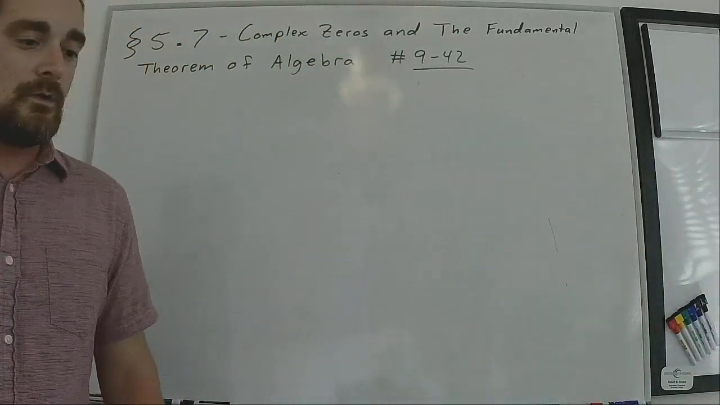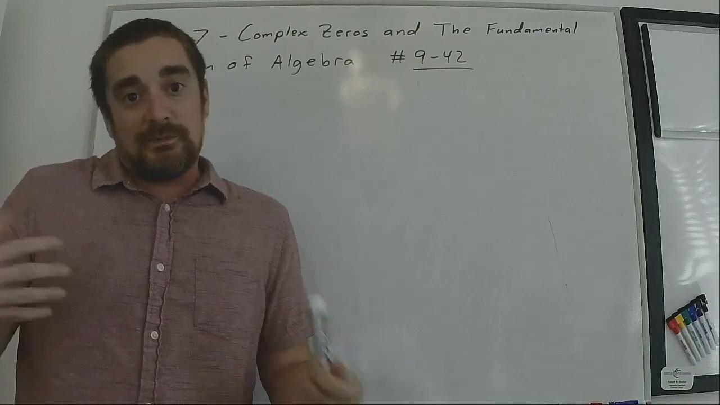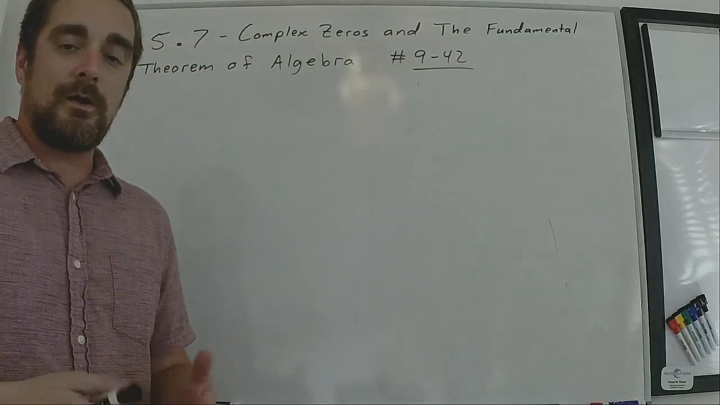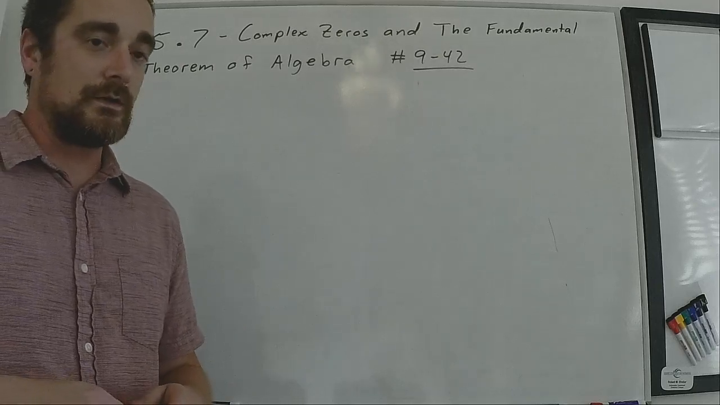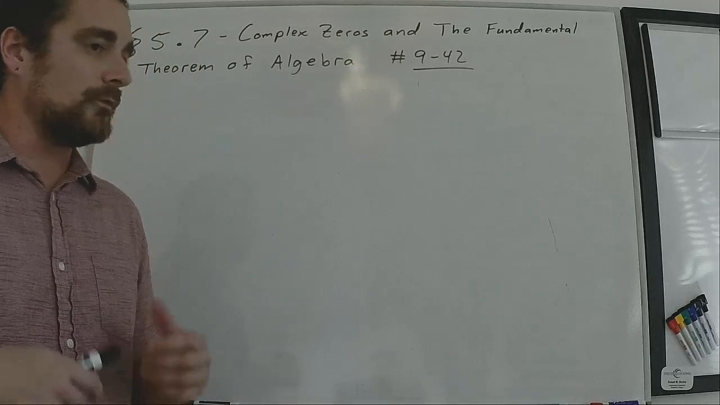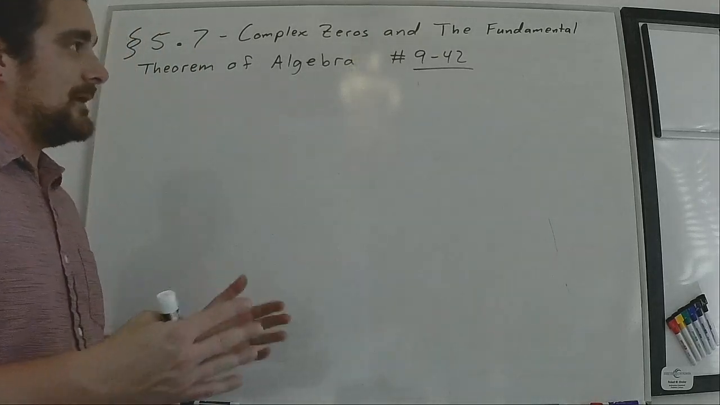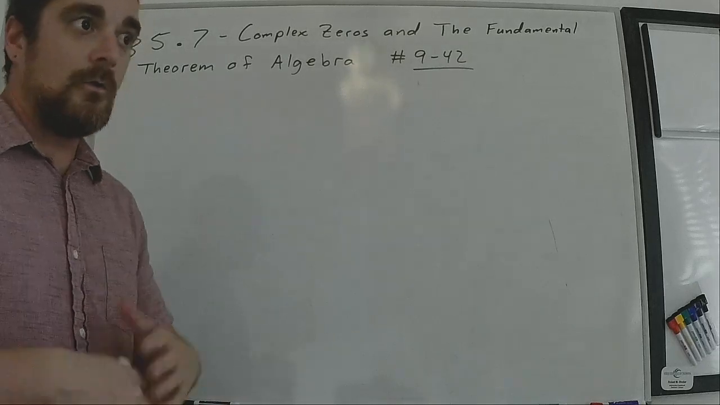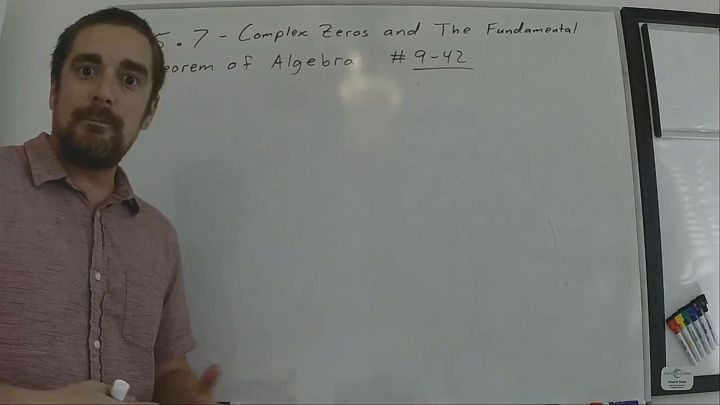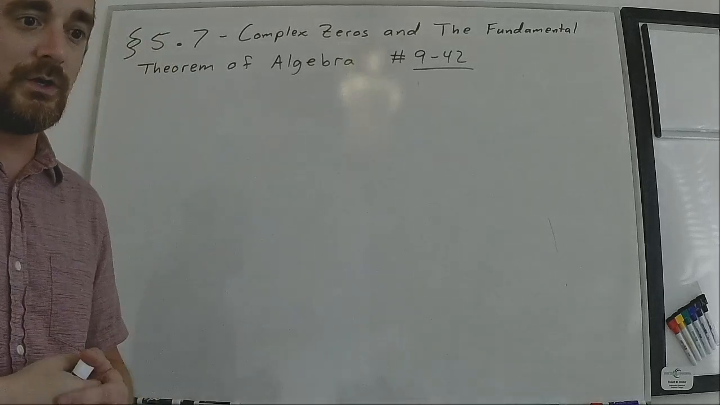Hello, everyone. Welcome to section 5.7, where we're going to talk about just some examples of finding zeros of polynomial functions using complex numbers. So no longer just restricted to the real numbers or the real zeros of a polynomial function, but now we can expand our horizons a little bit and find all the zeros of a polynomial function in general, meaning they could be real, they could be complex, they could be purely imaginary.